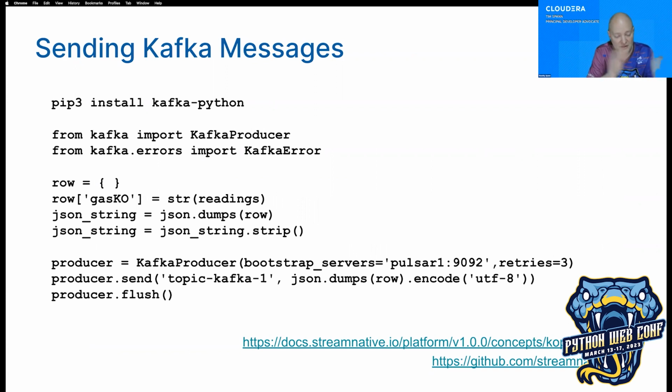Import the producer, import the errors, get my data, connect to my server. 9092 is the default port. Obviously, if I have authentication, authorization, SSL, multiple servers, there's more stuff to add here, but the basics are the same. Send your data to a topic, and here we're encoding it UTF. Flush it out of the system so it doesn't buffer it, which if you want to send a bunch of messages at once, you could do that.